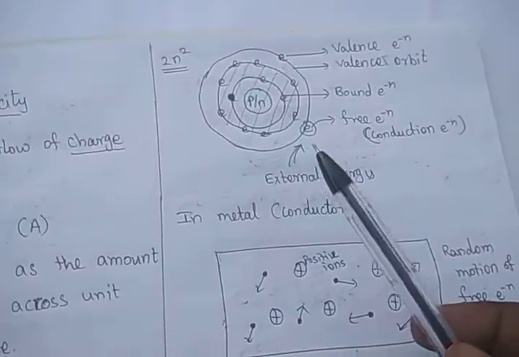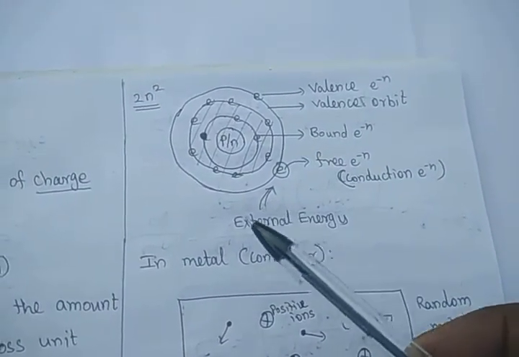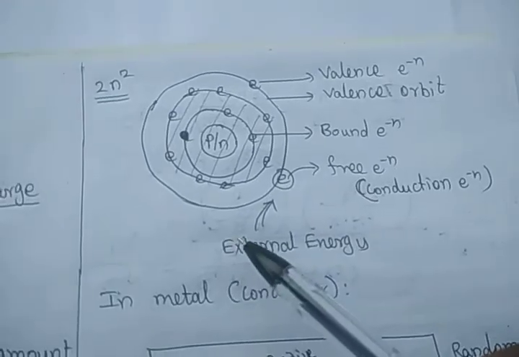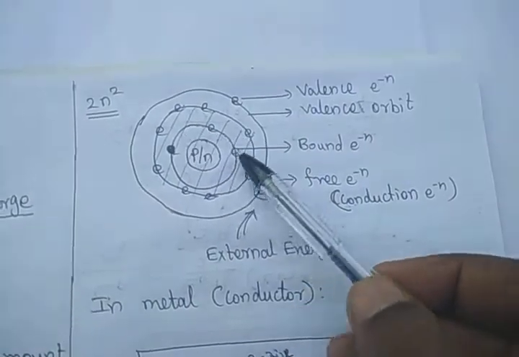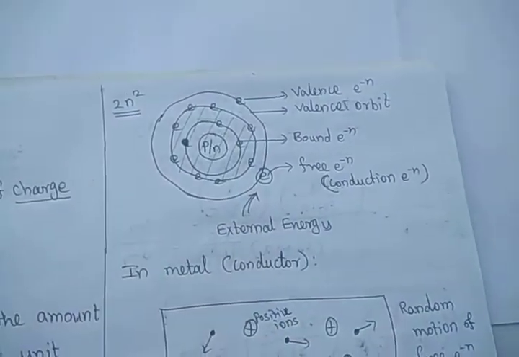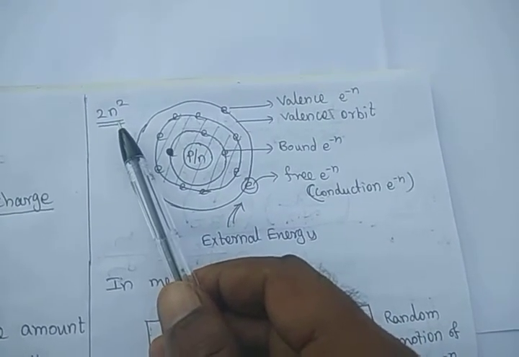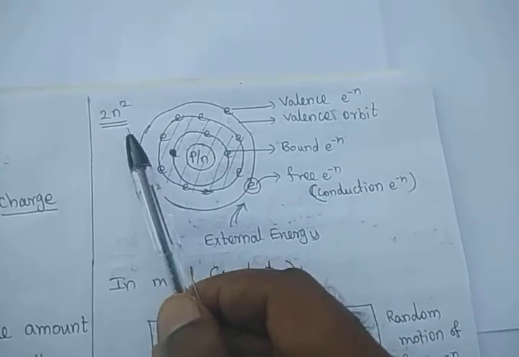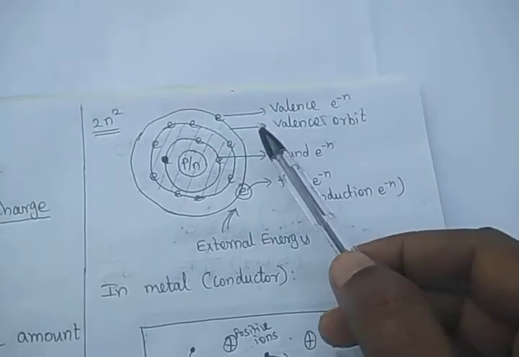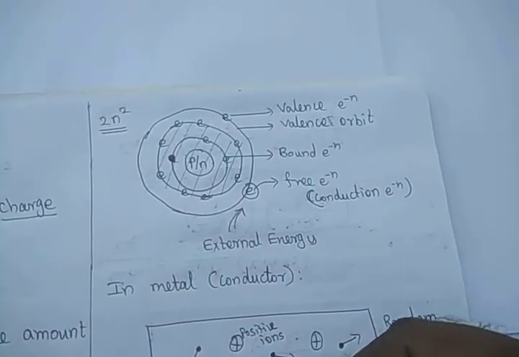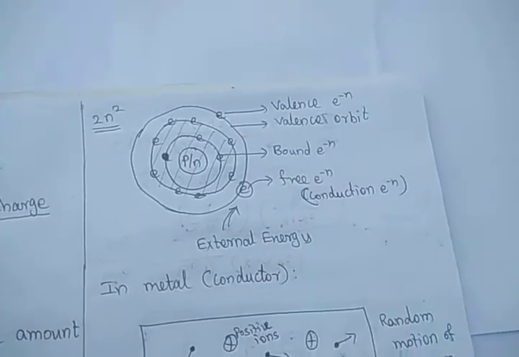Next, we have to come to how the current flows in a material. Very simple. In order to understand this concept, we should know the atomic structure. The atom consists of protons and neutrons, which is called the nucleus of the atom. The electrons are revolving around the nucleus. As per the formula 2n squared, if you substitute n equal to 1, the number of electrons in the first orbit is 2 and in the second orbit is 8, and so on. The outermost orbit is called the valence orbit, and the electron present in the valence orbit is called a valence electron.